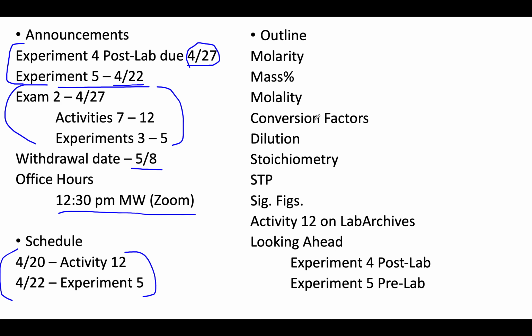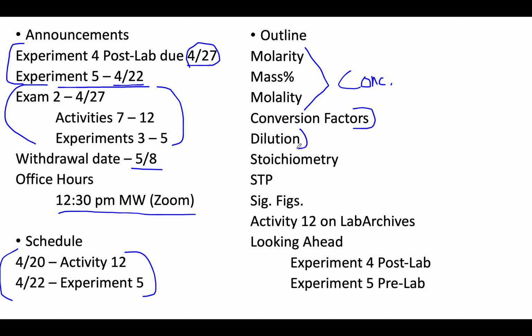So for today, we're going to look at things you may be familiar with. We haven't covered them in lecture yet, but they're coming up. That's molarity, mass percent, and molality. These are all different ways to talk about concentration. So we'll talk some about that. And then we're going to see how we can use concentration as a conversion factor.